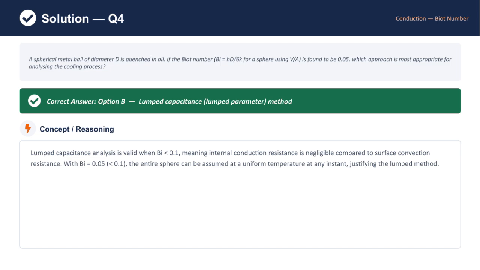That threshold indicates that the internal resistance to heat conduction within the sphere is much smaller than the resistance to heat transfer at its surface by convection. Since our Biot number is 0.05, which is well below 0.1, we can safely assume that temperature throughout the sphere remains uniform throughout the cooling. This simplification means we don't have to consider spatial temperature variations inside the sphere, making our analysis much more straightforward and accurate using the lumped capacitance method.